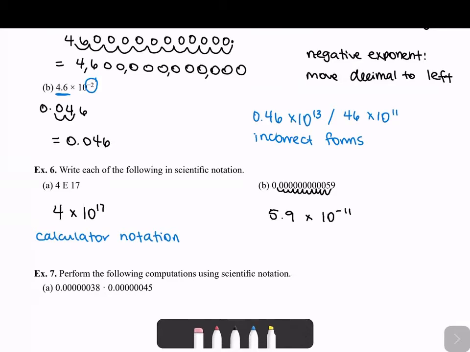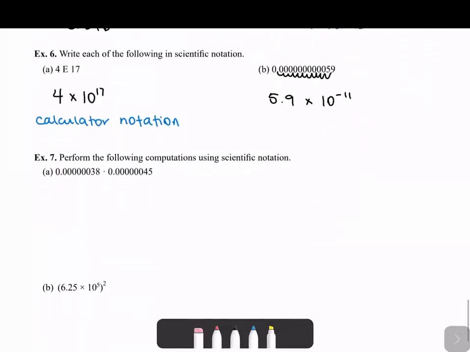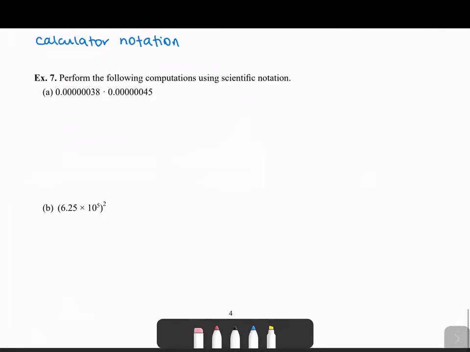Okay, so now that we've talked about going back and forth between scientific notation and standard form, we can also do operations using scientific notation to make it a little bit easier. If we're looking at multiplying these two decimals that are really long and complicated, we can do this using scientific notation form rather than standard form. So the first thing to do for example 7a, if you want to use scientific notation, is convert both of the numbers into scientific notation.